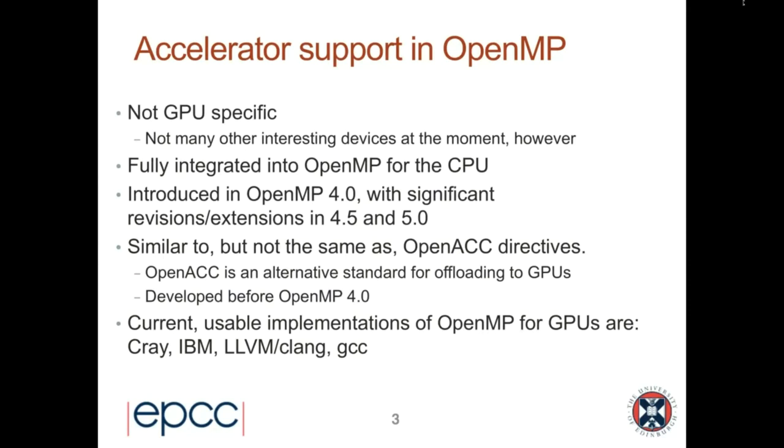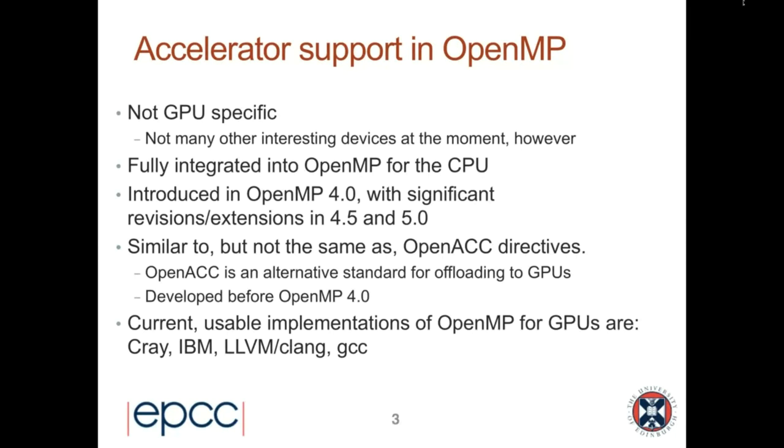The OpenMP accelerator support is similar to, at least in spirit, but not the same as the OpenACC directive set. OpenACC is an alternative standard for doing the same kind of thing for offloading code to GPUs. OpenACC is more GPU specific. It was developed before OpenMP 4.0. But in many ways they have converged in the sense that the specifications are different, but the functionality is pretty much the same. So anything you can do in OpenACC, you can now do, or at least when full OpenMP 5.0 implementations are available, you can do in OpenMP and vice versa. So the functionality is more or less the same between OpenMP and OpenACC, but the syntax is different.